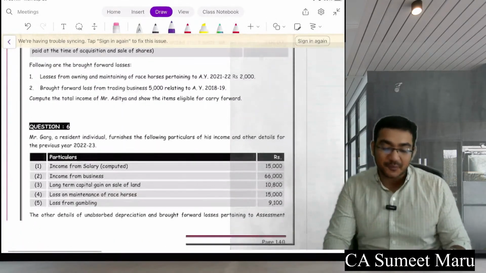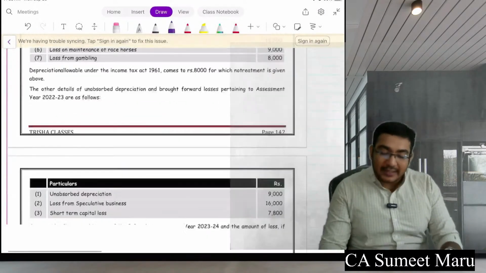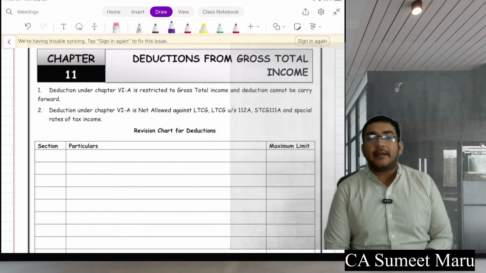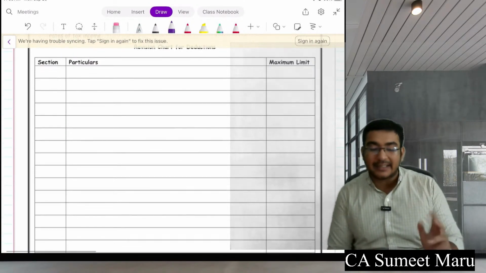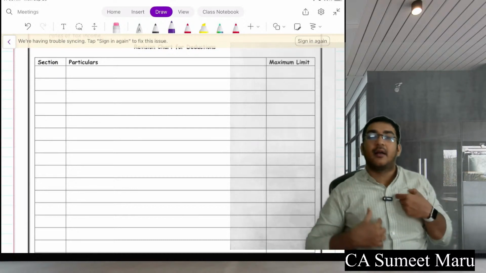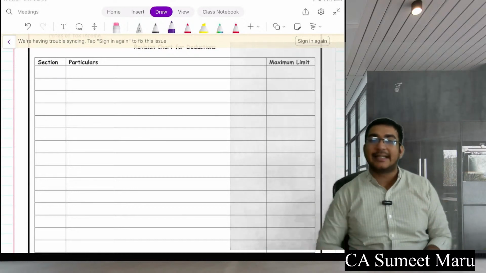Okay. So now let's go to the next chapter, the chapter of your deductions. So here we are going to see a number of sections. Guys, see what I have made. I have made this one sheet. This is what I make students make in a class. When we are learning every section, I put down the entries here as well.